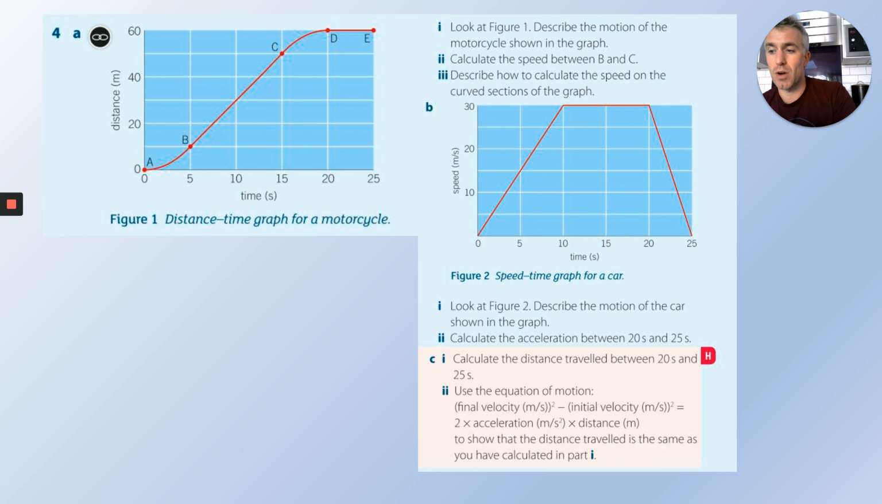Here we have a distance time graph for a motorcycle. On the x-axis we have time in seconds. On the y-axis we have distance in meters. Look at figure 1. That's the graph. Describe the motion of the motorcycle.